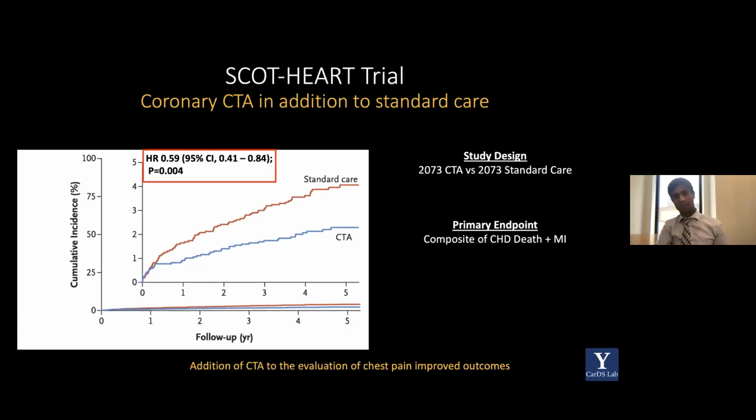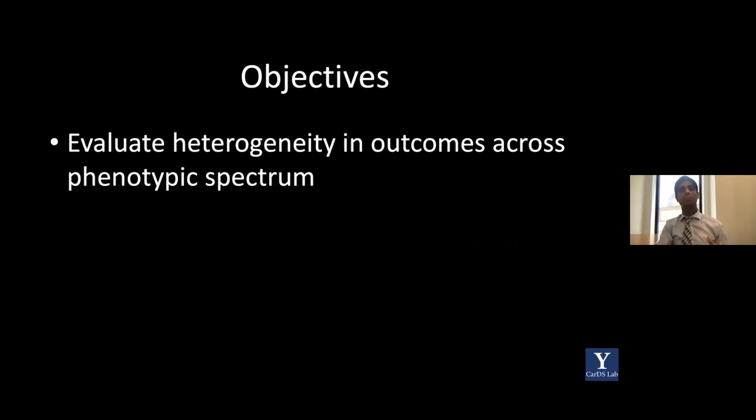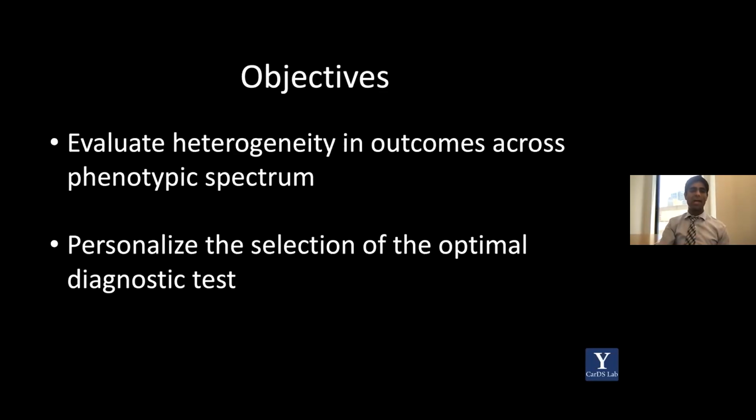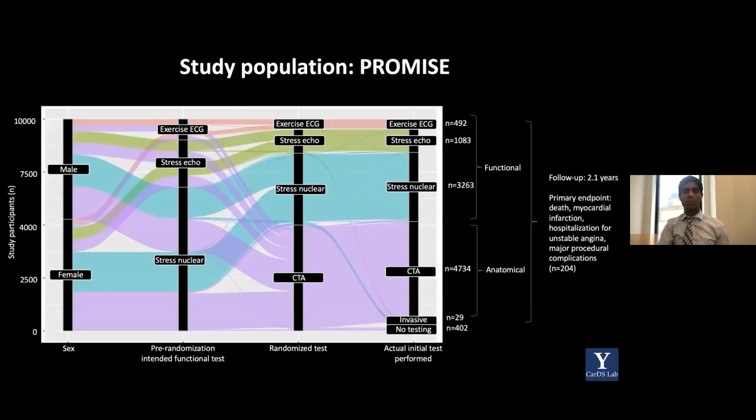This was already mentioned, that the CTA addition was associated with massive improvements in outcomes. So the key objectives of our study are, first, to evaluate heterogeneity in outcomes across the phenotypic spectrum and not be limited by major key subgroups. And then, using this information from heterogeneity, to personalize the selection of the optimal diagnostic test, or at least attempt to do so. So the PROMISE trial was the study population we chose to start with.